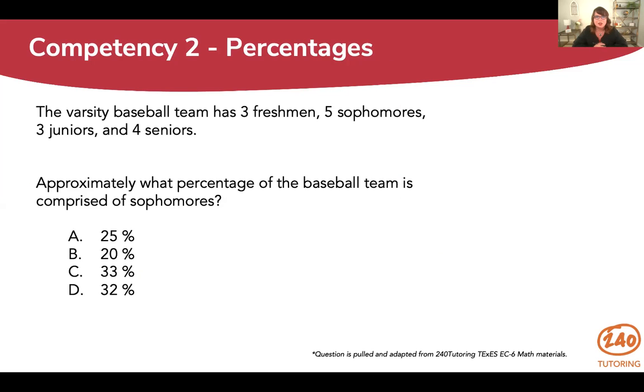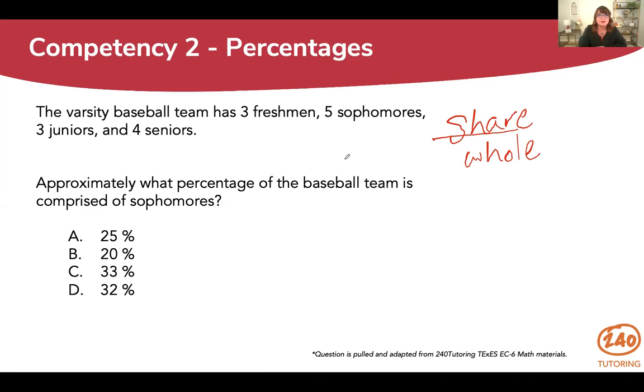It says the varsity baseball team has 3 freshmen, 5 sophomores, 3 juniors, and 4 seniors. Approximately what percentage of the baseball team is comprised of sophomores? Now, guys, a percent is the relationship between a share and the whole. So we can set it up like a ratio. So the share and the whole.